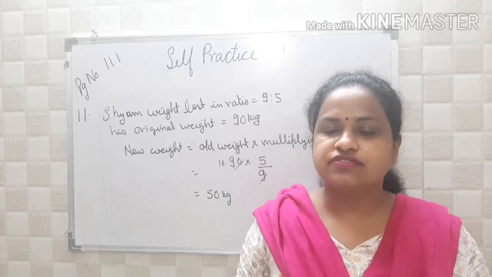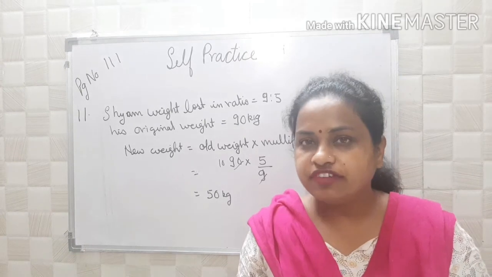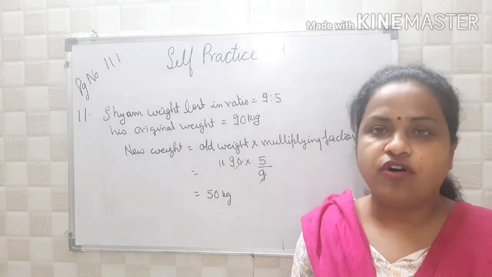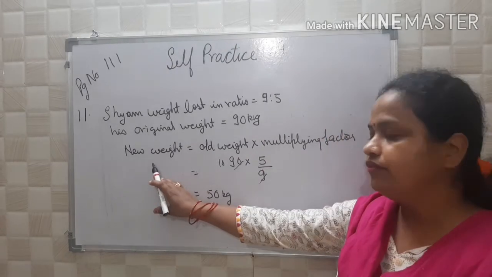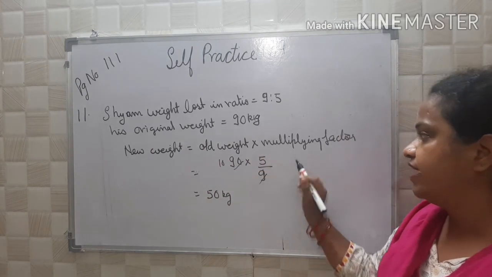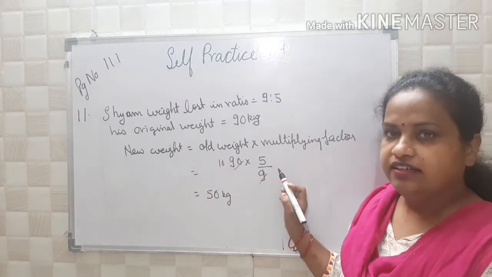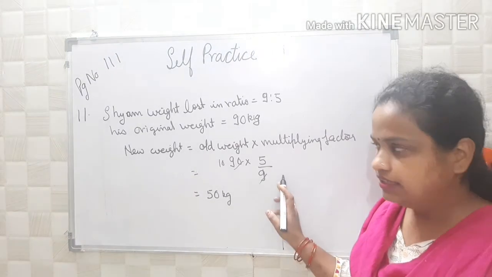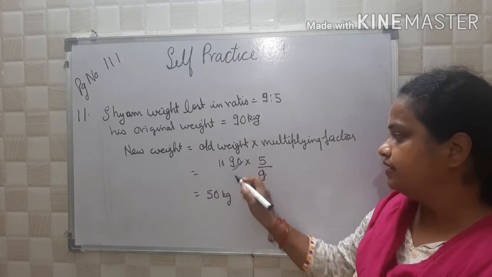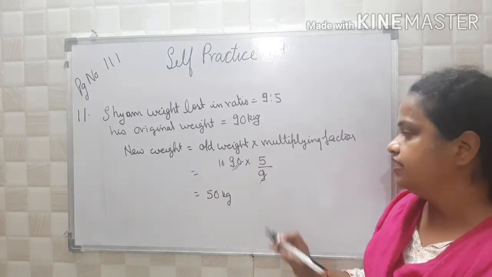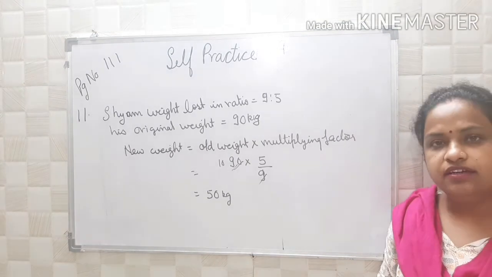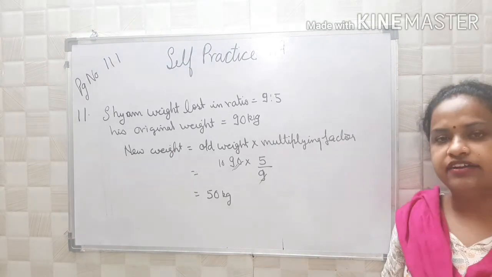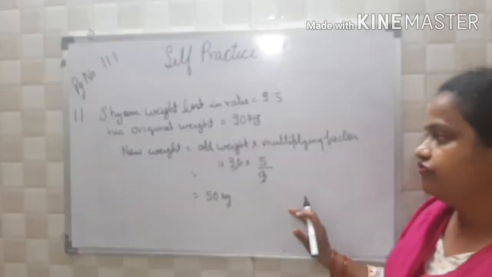It means firstly his weight was 9 kg, now he is 5 kg, for example. His original weight was 90 kg, so what was his new weight? New weight is equal to old weight into multiplying factor. The ratio is given as 9:5, so the multiplying factor will become 5 upon 9. 9 tens are 90, so 10 fives are 50 kg. Shyam's old weight was 90 kg and as he loses weight, it becomes 50 kg.